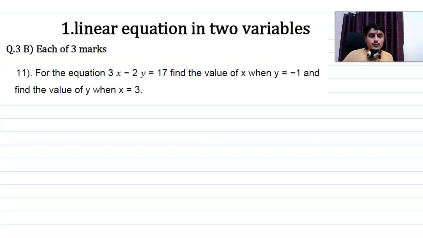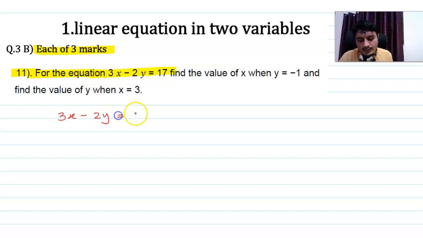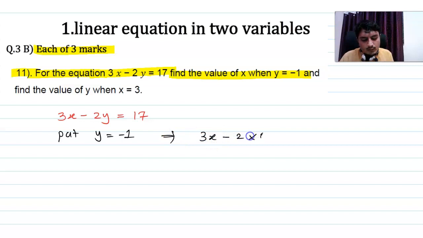Look at the next and last question, question number 11 from question 3b, each of 3 marks. For the equation 3x minus 2y equals 17, I am writing the linear equation in 2 variables, 3x minus 2y equals 17. Find the value of x when y equals minus 1. Let us put y equals minus 1 in the given linear equation. So we are getting 3x minus 2 into minus 1 is equal to 17. So 3x, minus minus becomes plus, 2 1s are 2, is equal to 17.